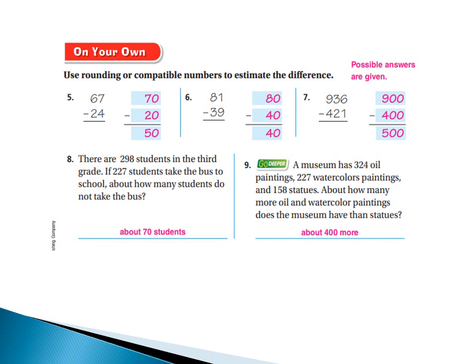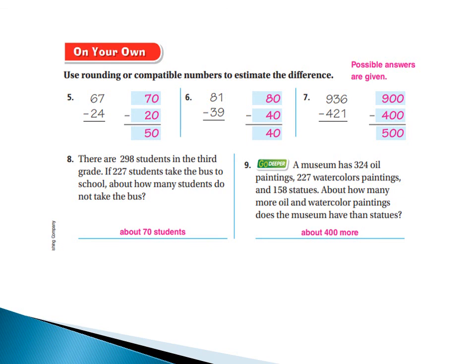Let's move to question 8. There are 298 students in the 3rd grade. If 227 students take the bus to school, about how many students do not take the bus? Here I have to make a subtraction. And remember, when I use about, that means I need to estimate. It's not the exact difference. It is about 70 students.